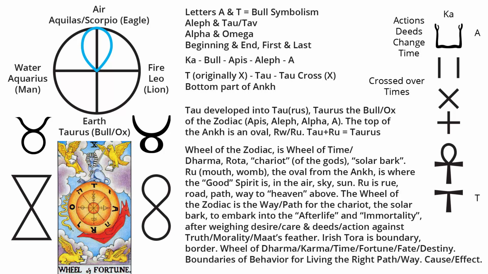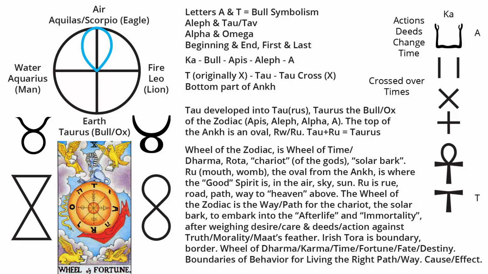So we have letters A and T from bull symbolism, as I will show. Aleph and Tav is like Alpha and Omega. There's the saying, I am the beginning and the end, the first and the last, the Alpha and the Omega. Well, the Alpha and the Omega refers to the Greek alphabet. If you go to the Hebrew, the Semitic, Phoenician, Proto-Sinaitic Aleph-bet, that's Aleph and Tav.